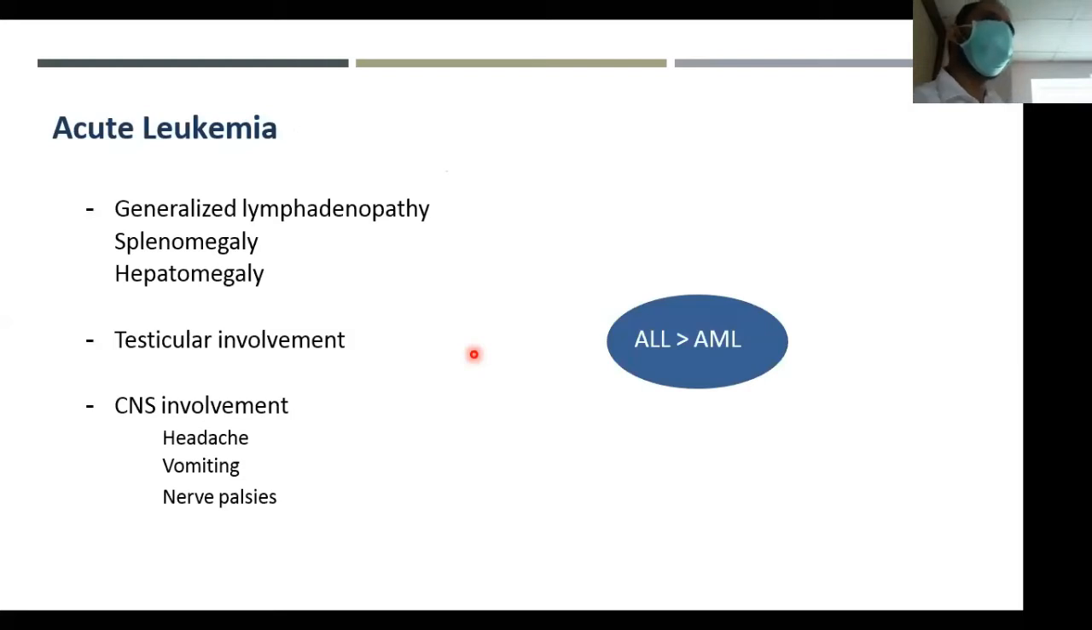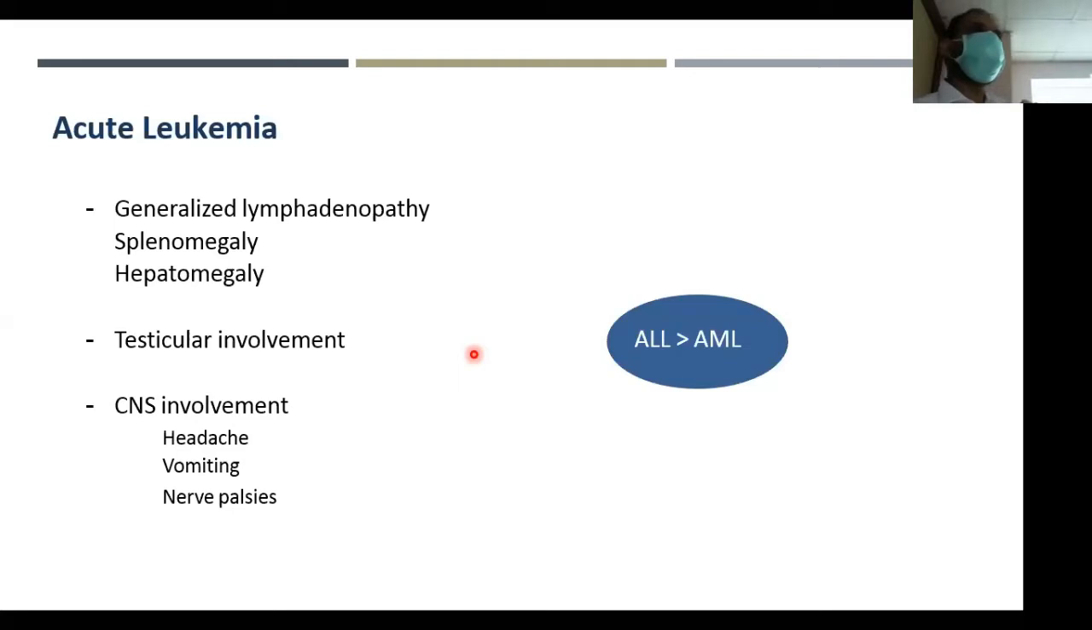Now lymphoid or myeloid. These are not clear cut compartments, but these are clues, and overlaps can occur. So lymphadenopathy, spleen, liver, probably lymphoid, though it's not that it won't happen in myeloid. Testicular involvement, more in lymphoid. CNS infiltration, lymphoblasts are more prone to this.